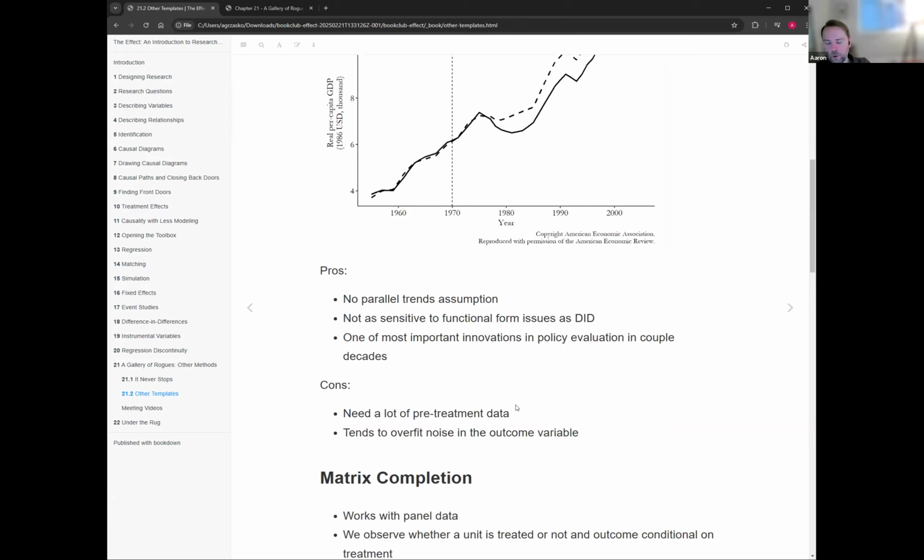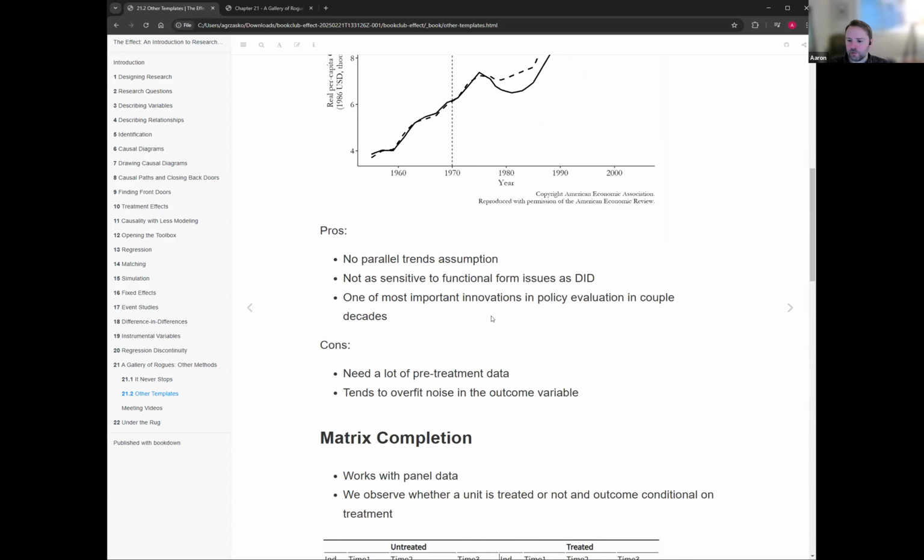So a couple of pros and cons with this approach. It's not as reliant on functional forms and parametric assumptions that we tend to make with regression, right? With difference-in-differences, we have this parallel trends assumption that does not apply here, which is good. The author remarks that he considers this to be one of the most important innovations in causal inference in the last, as of when this book was written, 15 years, so it's probably 20 years now. So still fairly fresh among some of the methods that we've been reviewing.